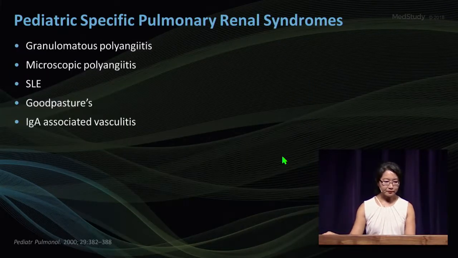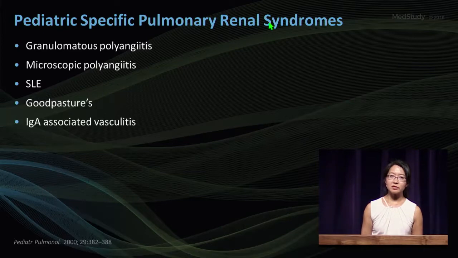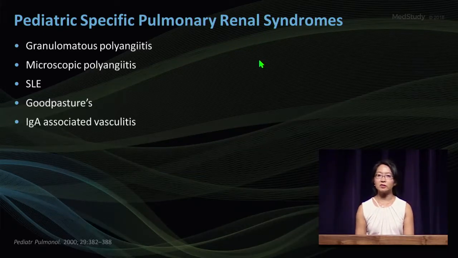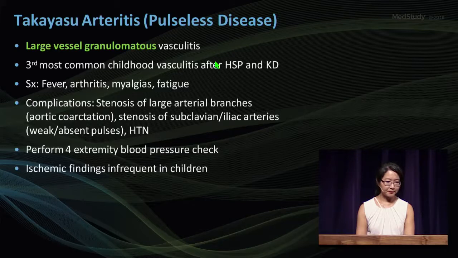All right. So I talked about pulmonary renal syndromes with GPA as well as MPA. There are other conditions that can also cause pulmonary renal syndrome, such as lupus, Goodpasture's, and IgA-associated vasculitis. So know which diseases are associated with pulmonary renal syndromes, okay?